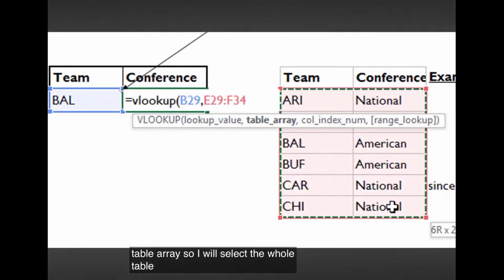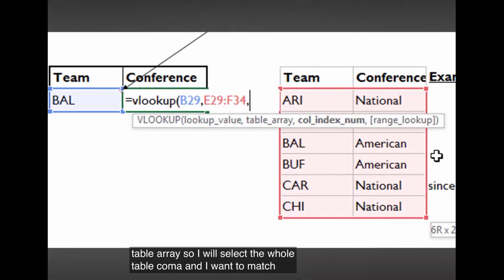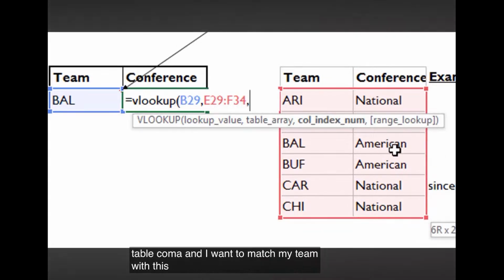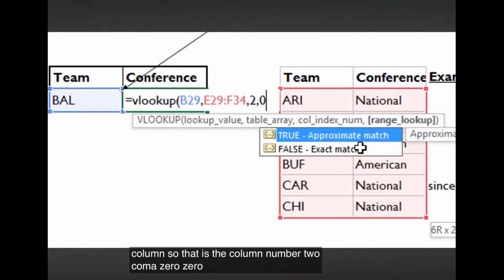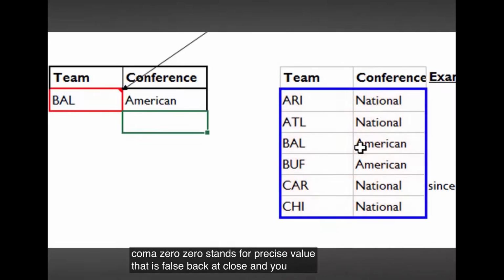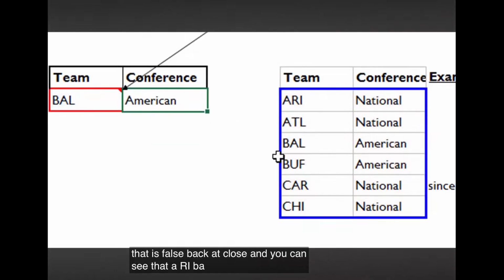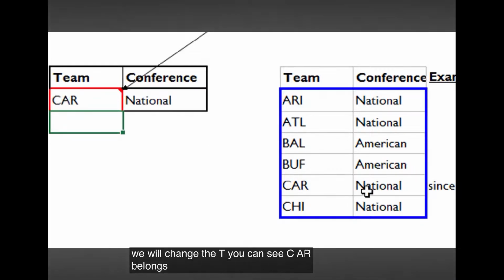So I will select the whole table, comma, and I want to match my team with this column, that is the conference column. So that is column number 2, comma, 0. 0 stands for precise value, that is false. Bracket close, and you can see that ARIBAL is for American. Now we will change the team to CAR and press enter. You can see CAR belongs to national.